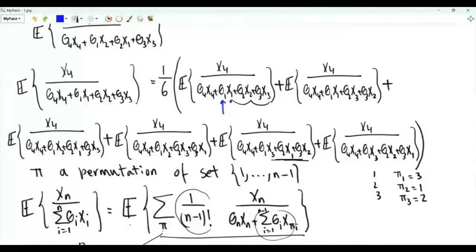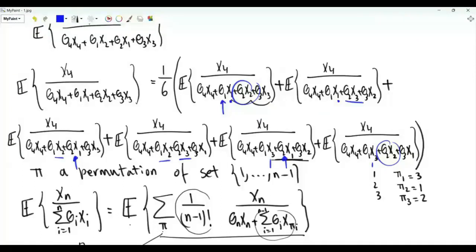It's multiplied by x1 in this permutation and that one. It's multiplied by x2 here and there, then by x3. Theta2 is multiplied twice by x2 in this permutation and that one. It is multiplied by x3 here and there. And here it is multiplied by x1. We have (n-1)! permutations.